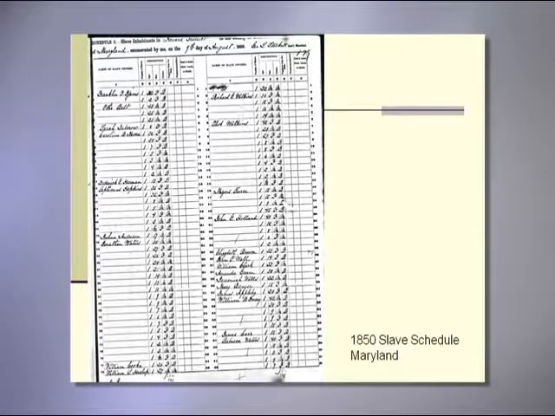But some of the slave schedules can go on for page and page and page. Jefferson Davis in Mississippi has many pages of slaves, and it would be almost impossible to determine using these records if your ancestor was a slave for Jefferson Davis.